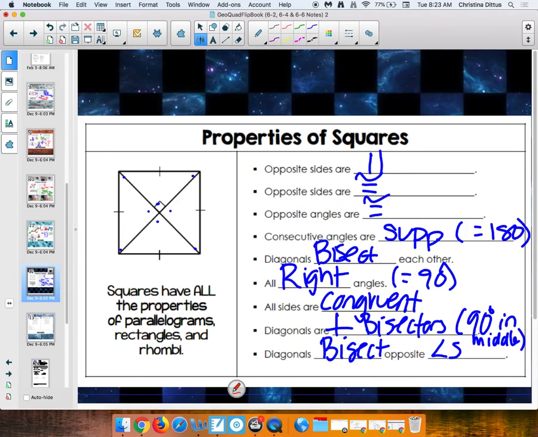We love squares because lots of stuff's the same. So you're telling me that I got 90s here in every corner? And if diagonals bisect opposite angles, what is every single one of these smaller angles? 45. Split 90. Each of these small angles is 45 in squares, because the diagonals bisect opposite angles. So we got diagonals the same, sides the same, angles lots the same.